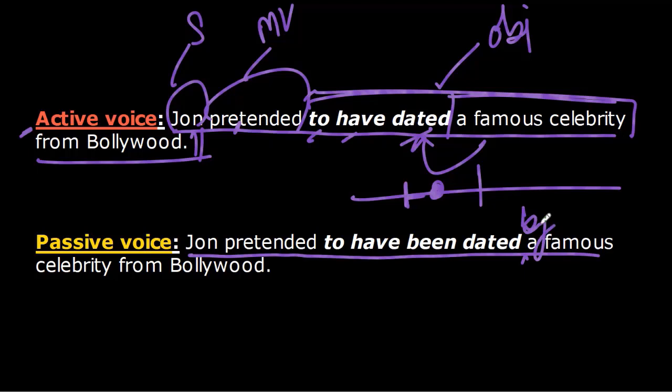To have been dated by a famous celebrity from Bollywood. So here, John pretended an action that he received, that was acted upon him by somebody else. So John pretended that somebody had dated him, somebody from Bollywood dated him, that he had been dated by a famous celebrity from Bollywood. So here the focus is on the receiver, which is John, not the doer, which is a famous celebrity from Bollywood.